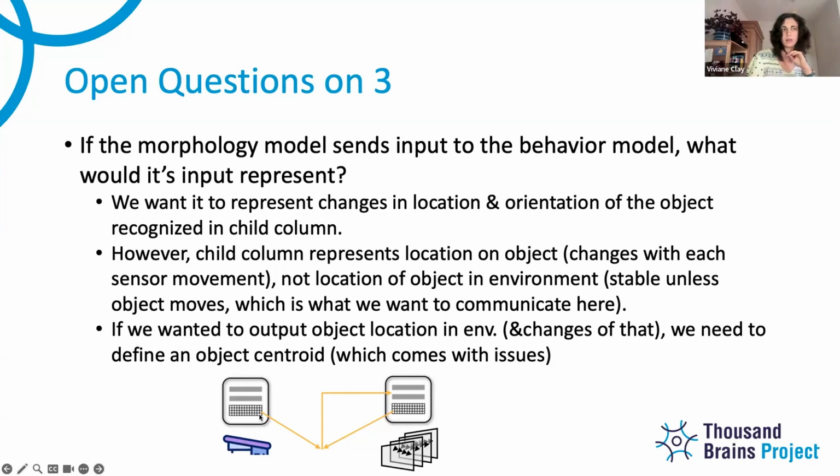So the child column represents a morphology model of the stapler top. It recognizes the stapler top, not the whole stapler. And the stapler top is changing its location and orientation, like it's rotating as the stapler is opening. So really, we should just say that the child object is representing a child of the parent object.